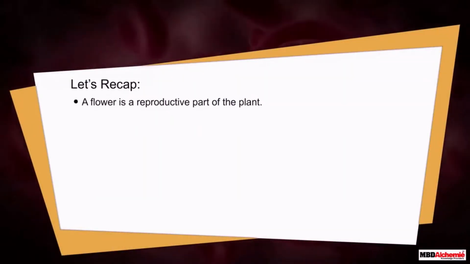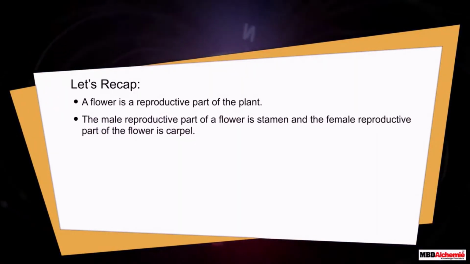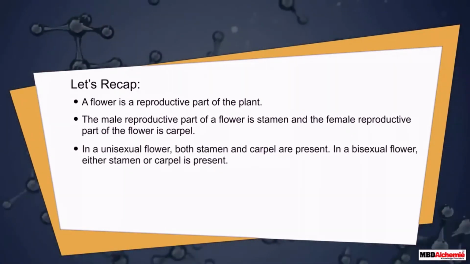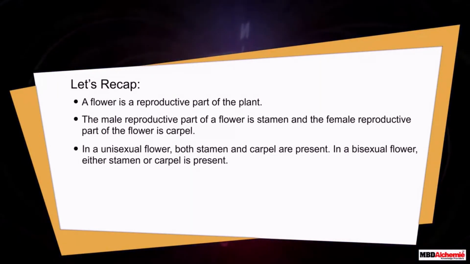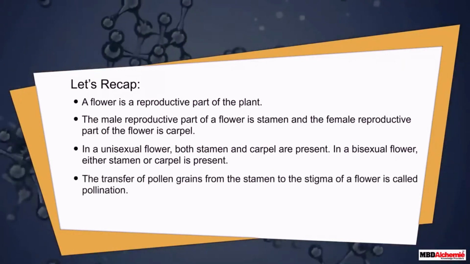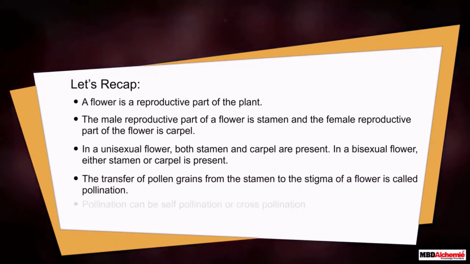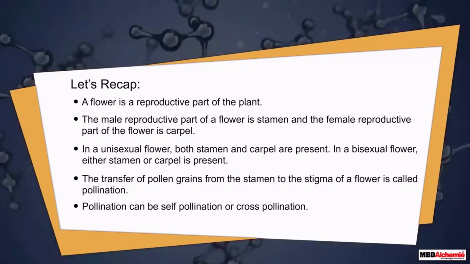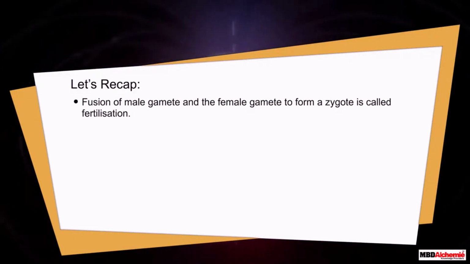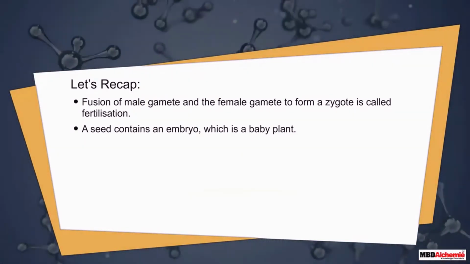Let's recap. A flower is a reproductive part of the plant. The male reproductive part of a flower is stamen, and the female reproductive part of the flower is carpel. In a unisexual flower, both stamen and carpel are present. In a bisexual flower, either stamen or carpel is present. The transfer of pollen grains from the stamen to the stigma of a flower is called pollination. Pollination can be self-pollination or cross-pollination. Fusion of male gamete and the female gamete to form a zygote is called fertilization. A seed contains an embryo, which is a baby plant.